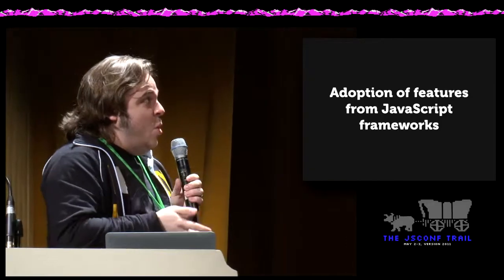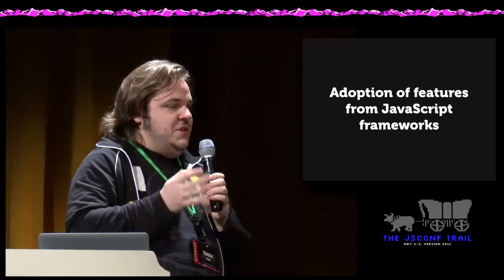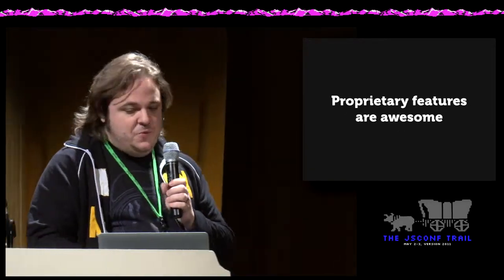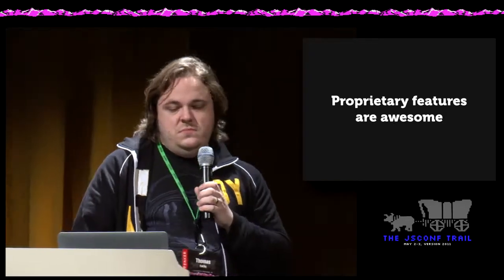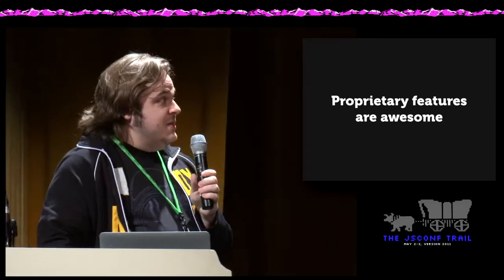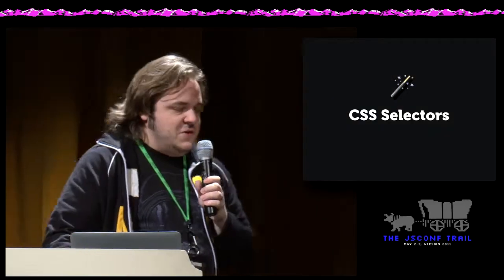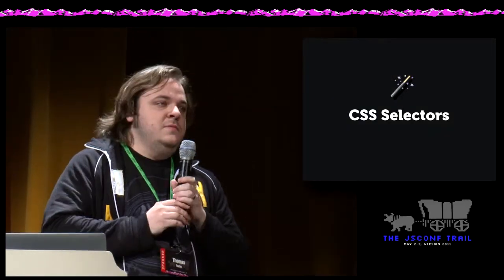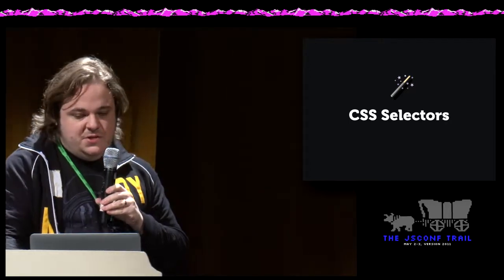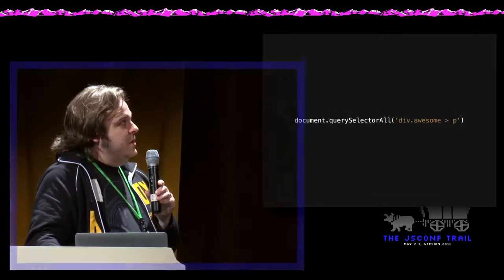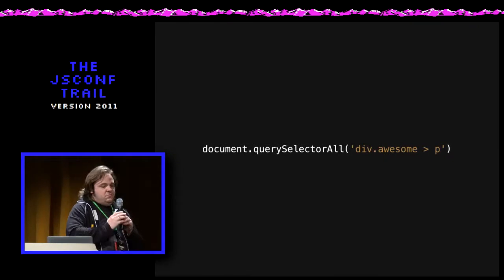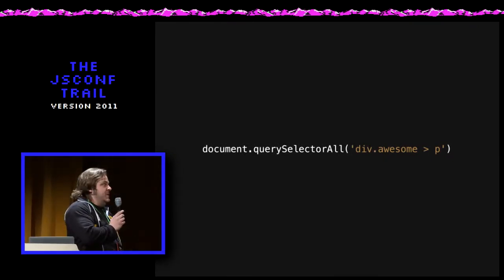However, for mobile, there are a lot of restrictions in this. Anyway, proprietary features are awesome. Really awesome. So here are some of those features that you might not find in a desktop browser. The first feature is CSS selectors. Dan mentioned it during his talk. Document.querySelectorAll. That's awesome.